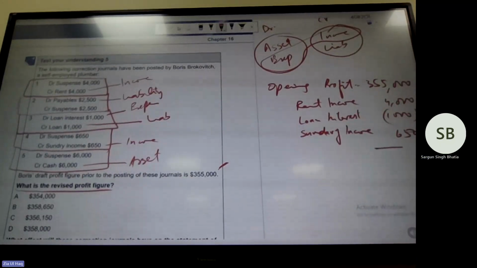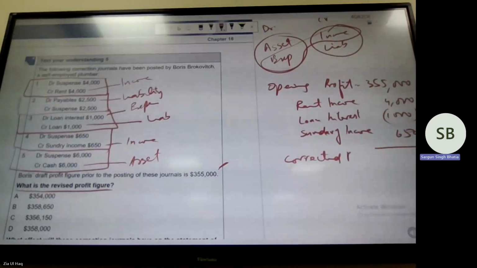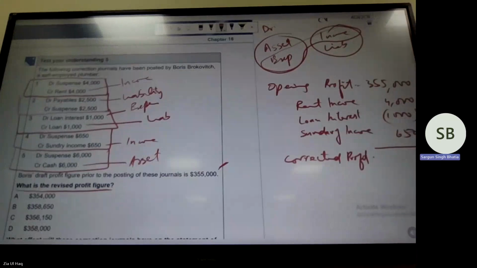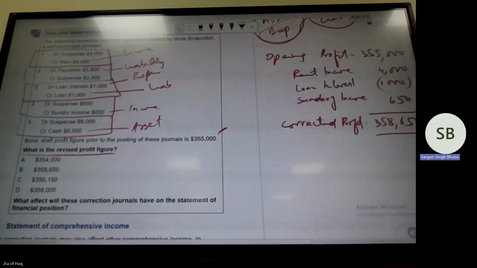So what is the corrected profit? Can you identify? The corrected profit will be 3,358,650. What is the option? So it's option number B. Option B. Is that fine?